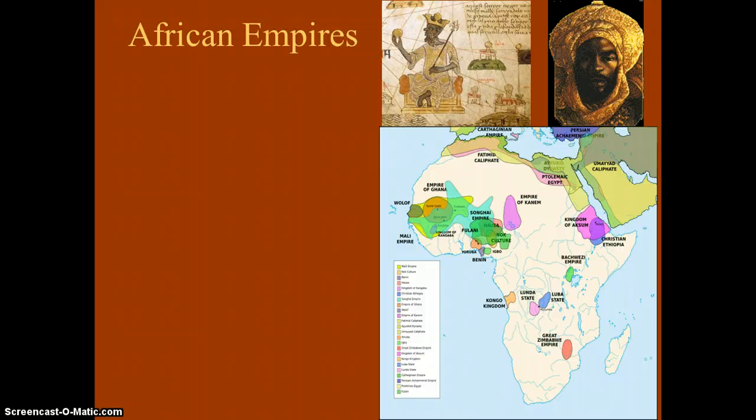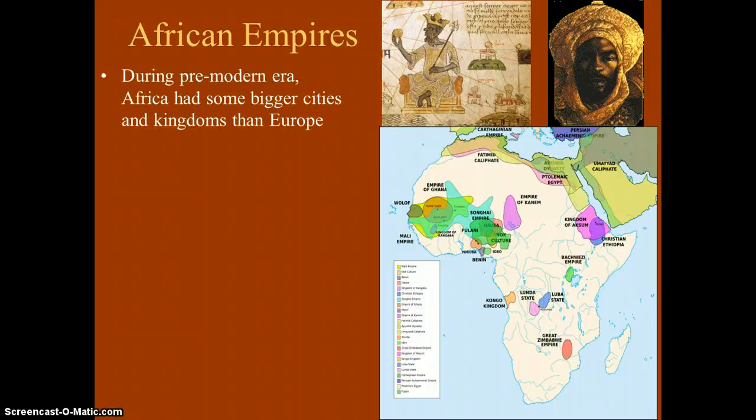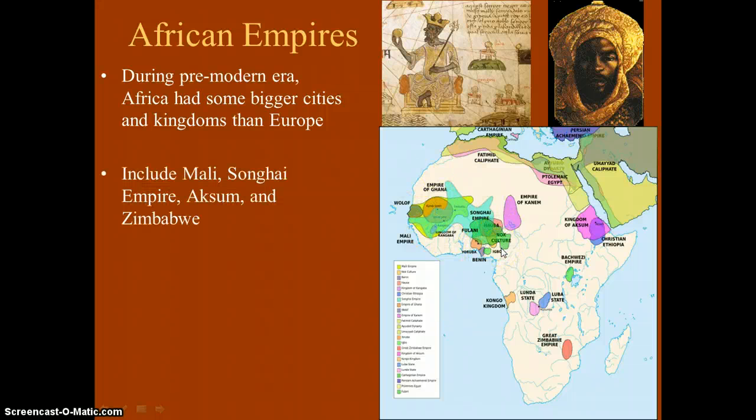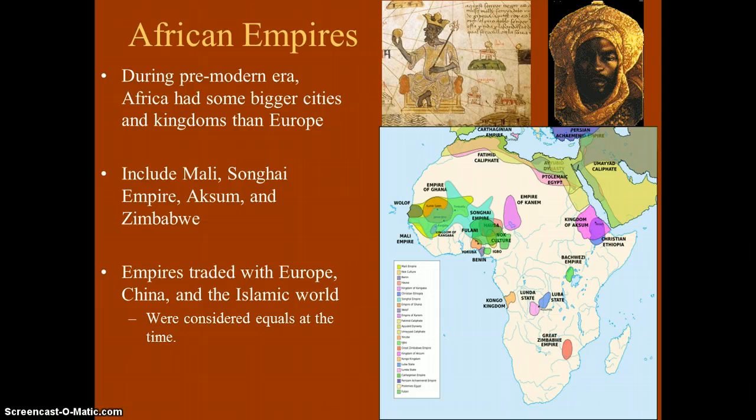We've got African empires that started out during the pre-modern era. Africa had some of the biggest cities and kingdoms in the world. Especially down here, you can see the various larger cities and kingdoms. They include Mali, the Songhai Empire, Axum, and Zimbabwe. And the empires traded with Europe, China, and the Islamic world. They were considered equals at this time.